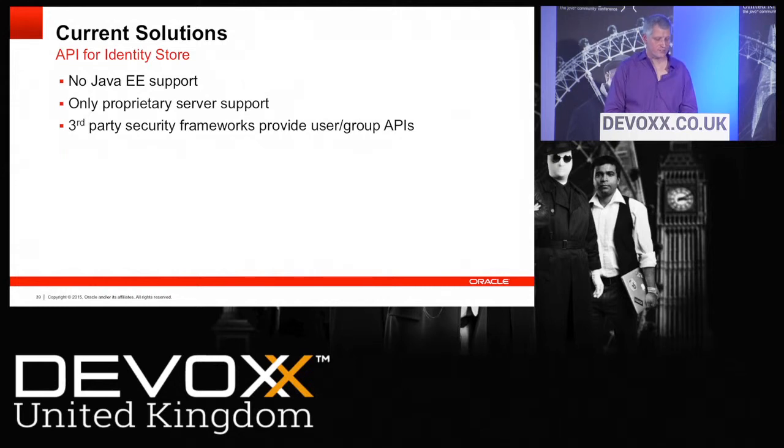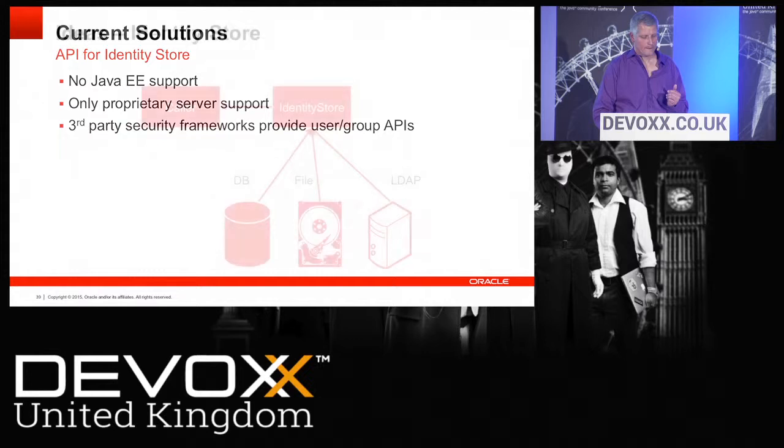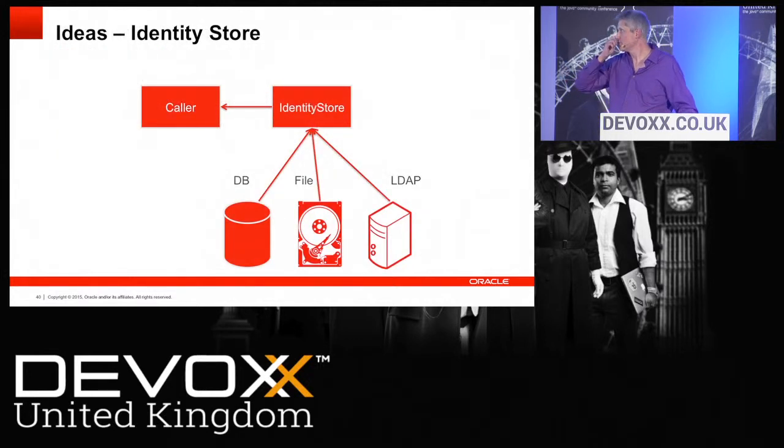So currently, solutions for this, as I mentioned, there's no standardized EE support. Everything's all done by the server implementations. And of course, there are third-party frameworks that provide user and group APIs. So what we could simply define is something like this, where you could have an identity store mechanism that would pull users and groups and roles from a database or a file or an LDAP. And then it would provide the authenticator, which we mentioned earlier, the server auth module, with a caller and with roles, and since you have the information, be able to also handle credential validation.